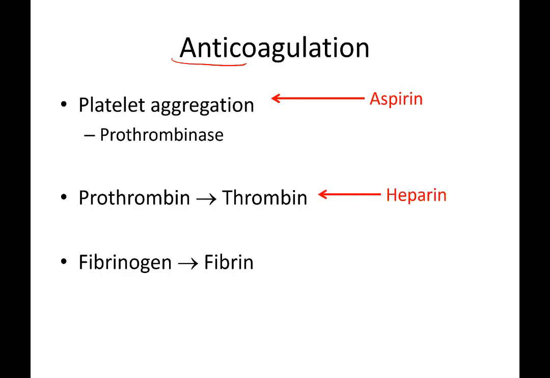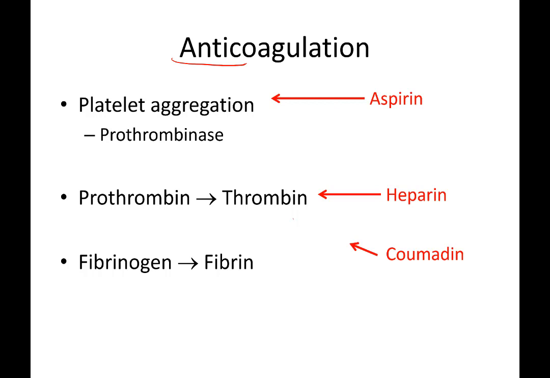So the second one is going to be heparin. Most people are familiar with heparin. Heparin just prevents the formation of thrombin. If you don't make thrombin, you don't have to worry about fibrinogen getting converted. So you're not going to get the full-on clot. So heparin blocks thrombin formation.